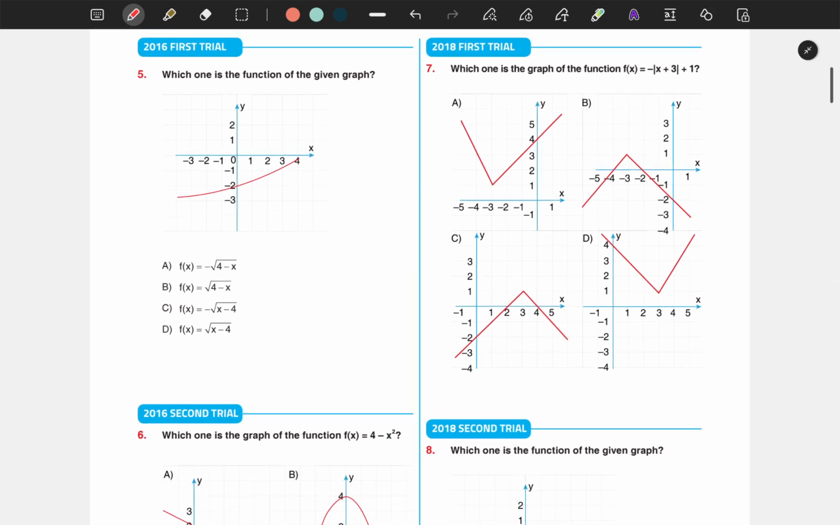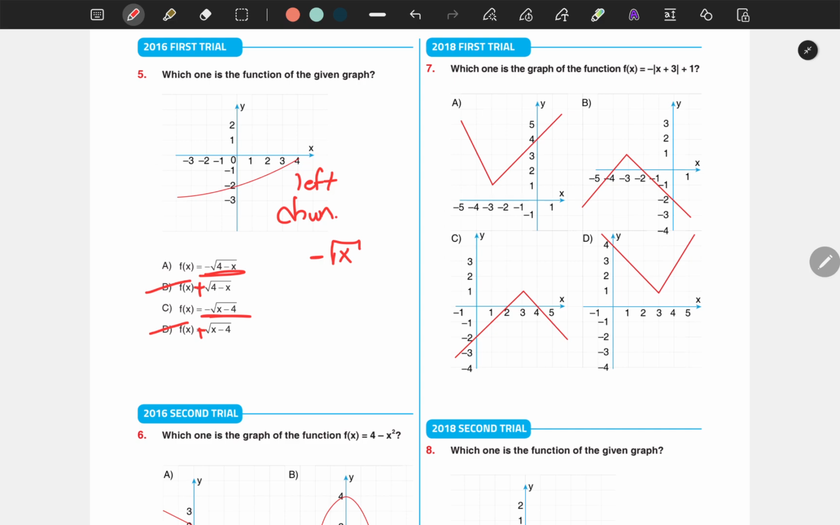Guys, this is a radical expression graph. What should I do for this one? When you look at here, the graph is moving left, isn't it? The graph is moved to the left from the down. If it's moving left from the down, it means the front of the root must have a negative sign. When you look at here, A is negative, B is positive, B is eliminated. D is positive, it is eliminated. I have two options, either A or C.